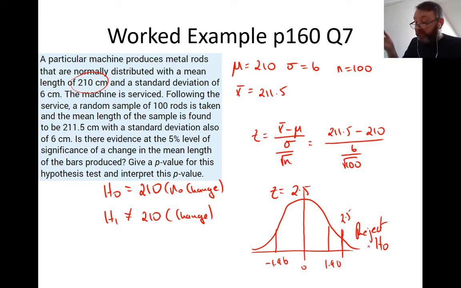So what's the conclusion of my findings of my statistical exercise? There is a change. Go back: is there evidence at the 5% level of significance of a change? Answer, yes. Why?